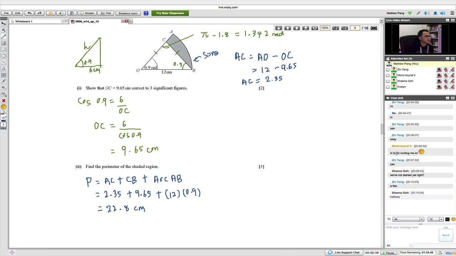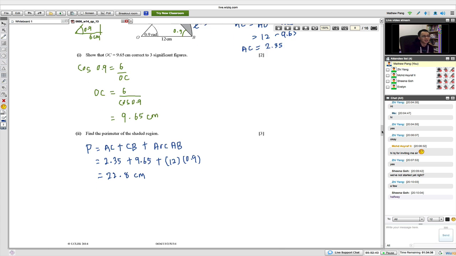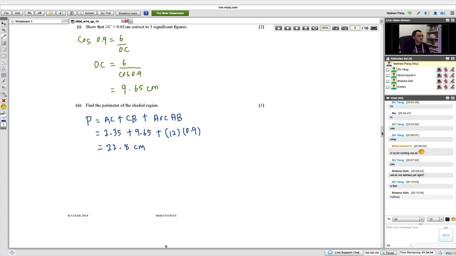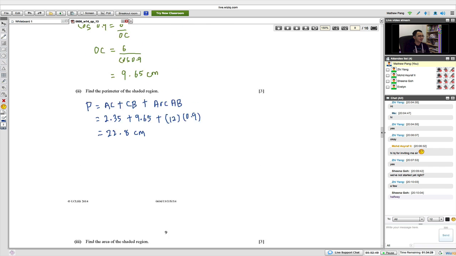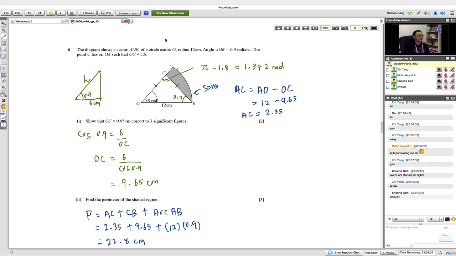I think circular measure is one of the easiest ones. So you just need to get the idea of how to do it. Alright, so I will move on to the third part. Find the area of the shaded region. In order to find the area of the shaded region, it's very simple. Just use the area of sector minus the area of triangle.